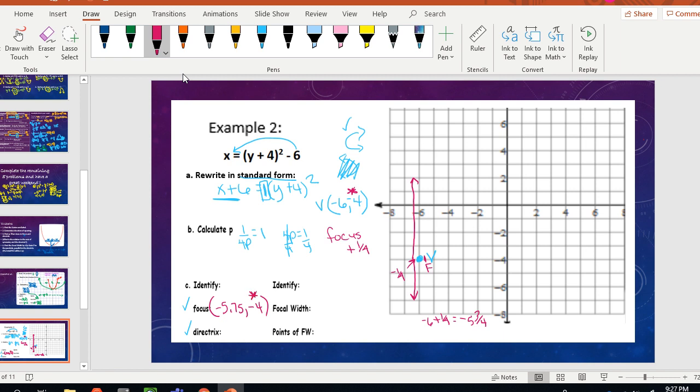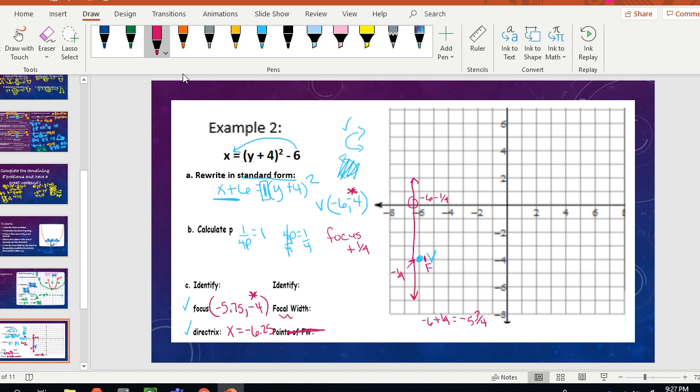All right, the directrix is going to be crossing the x-axis right here, and it's going to be at -6 minus 1/4, or 0.25, which is -6.25. So this is x equals -6.25. I am not going to worry about the points of the focal width.